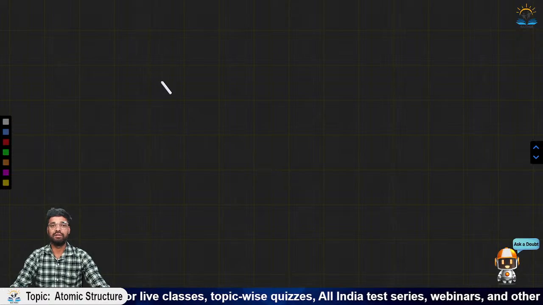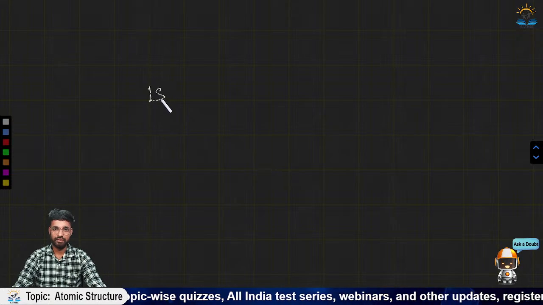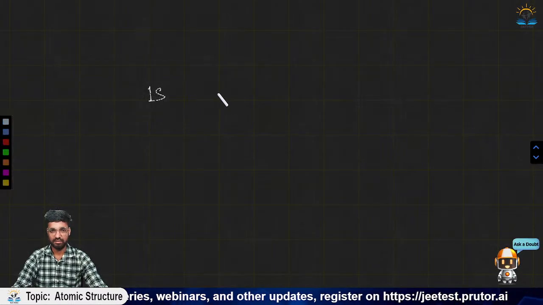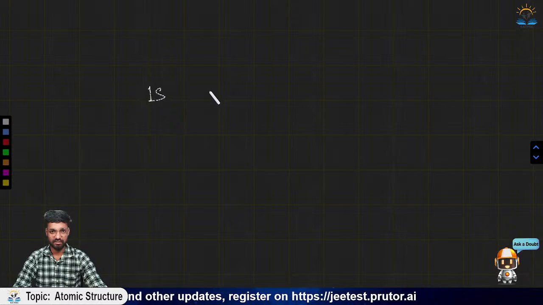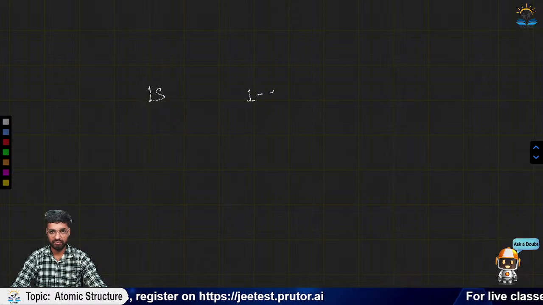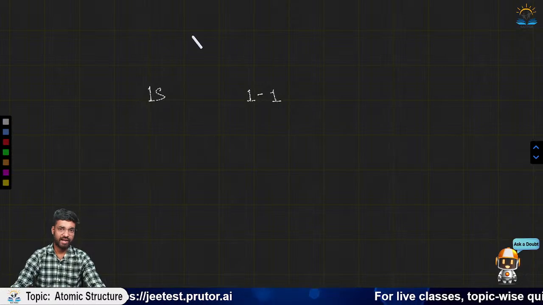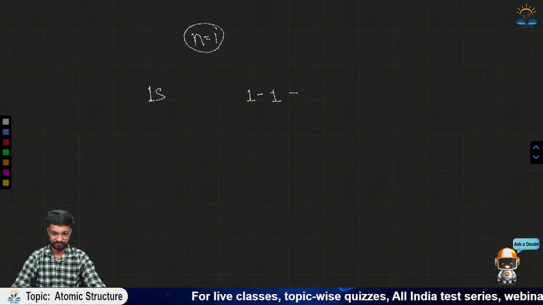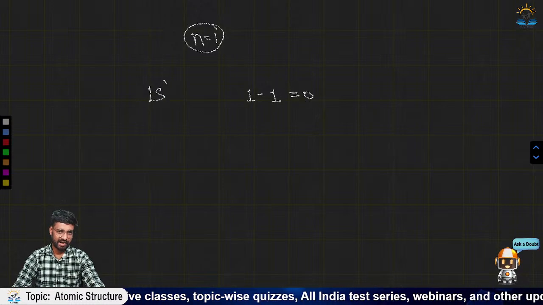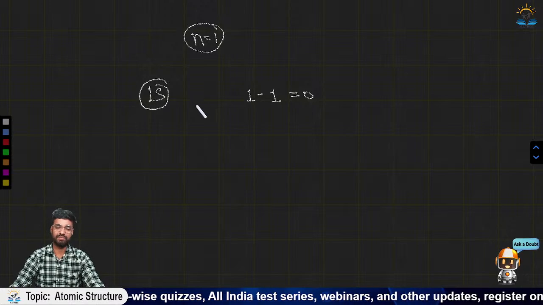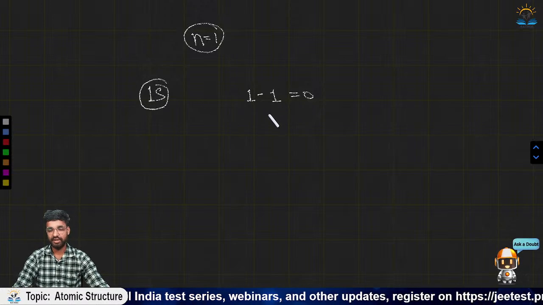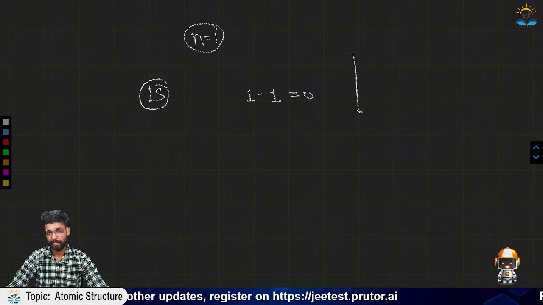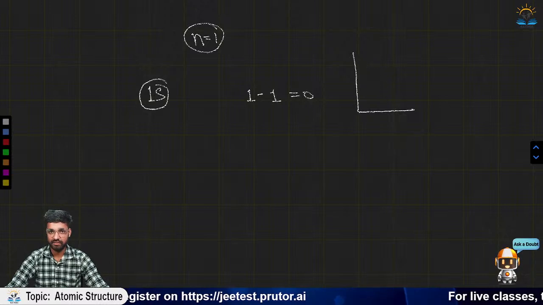If you take 1s orbital, what is the formula that is given to calculate the number of nodes? It is n minus 1. The value of n is 1, so it will be 1 minus 1. So for n equals 1, we have 0 nodes. And for n equals 1, there is only one subshell, that is the s subshell, and it has no nodes. You can see from the diagram also. If I draw the diagram here, it is something like this.